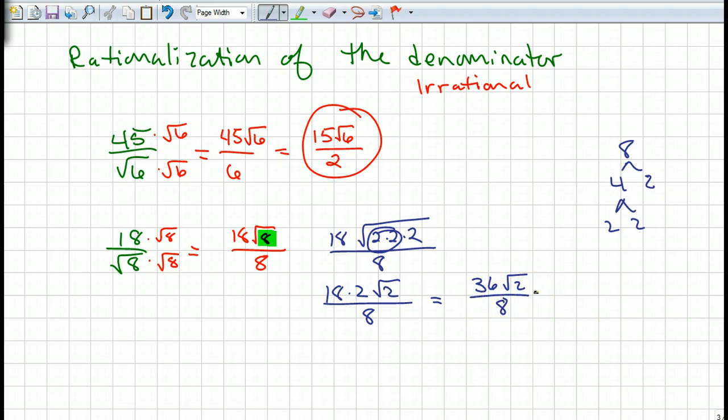Now, can I simplify the fraction? Yeah, because 4 goes into both. So 36 divided by 4 is 9. We've got square root of 2 there. And 8 divided by 4 is 2. So this is my final answer. Well, I know that 4 goes into 36 and 8. I'm just simplifying that fraction. Any questions?